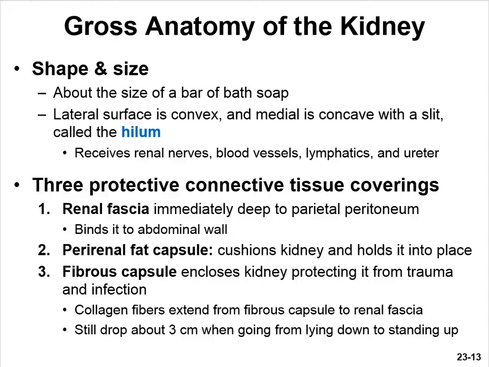There are 3 protective connective tissue coverings. The renal fascia is immediately deep to the parietal peritoneum, and it binds the urinary system to the abdominal wall. The pararenal fat capsule cushions the kidney and holds it in place, and there's also a fibrous capsule that encloses the kidney itself, protecting it from trauma and infection.